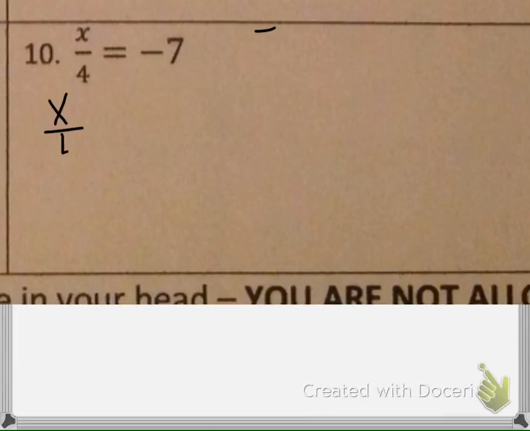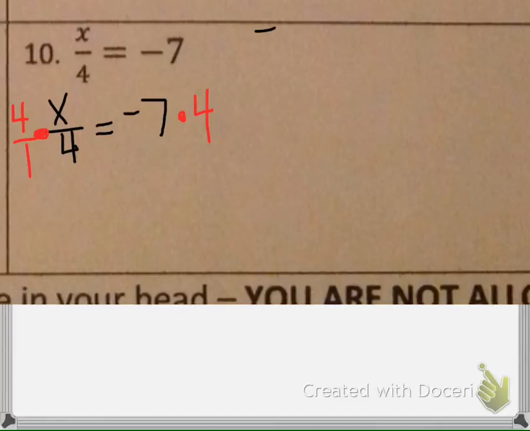Okay, we have x over 4 equals negative 7. In order to get x all by itself, we need to get rid of the 4. Well, x divided by 4, that's division. The inverse would be multiplication. So I'm going to multiply by 4. Whatever I do on one side, I have to do on the other.